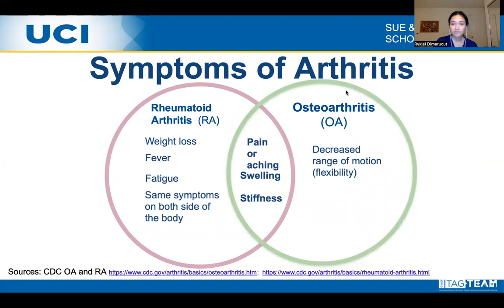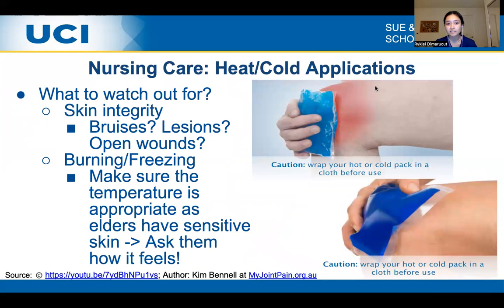So for the symptoms of arthritis, some symptoms in RA and OA overlap. You will experience pain or aching in the joints, swelling, and stiffness. For OA, there is a more noticeable decrease in the range of motion and flexibility, while RA symptoms include weight loss, fever, fatigue, and other symptoms that are felt on both sides of the body. So if you experience joint stiffness in your right knee, it is more likely that you will also experience the same stiffness in your left knee. Next, we'll have Alice talk about ways in which we could care for people with arthritis.